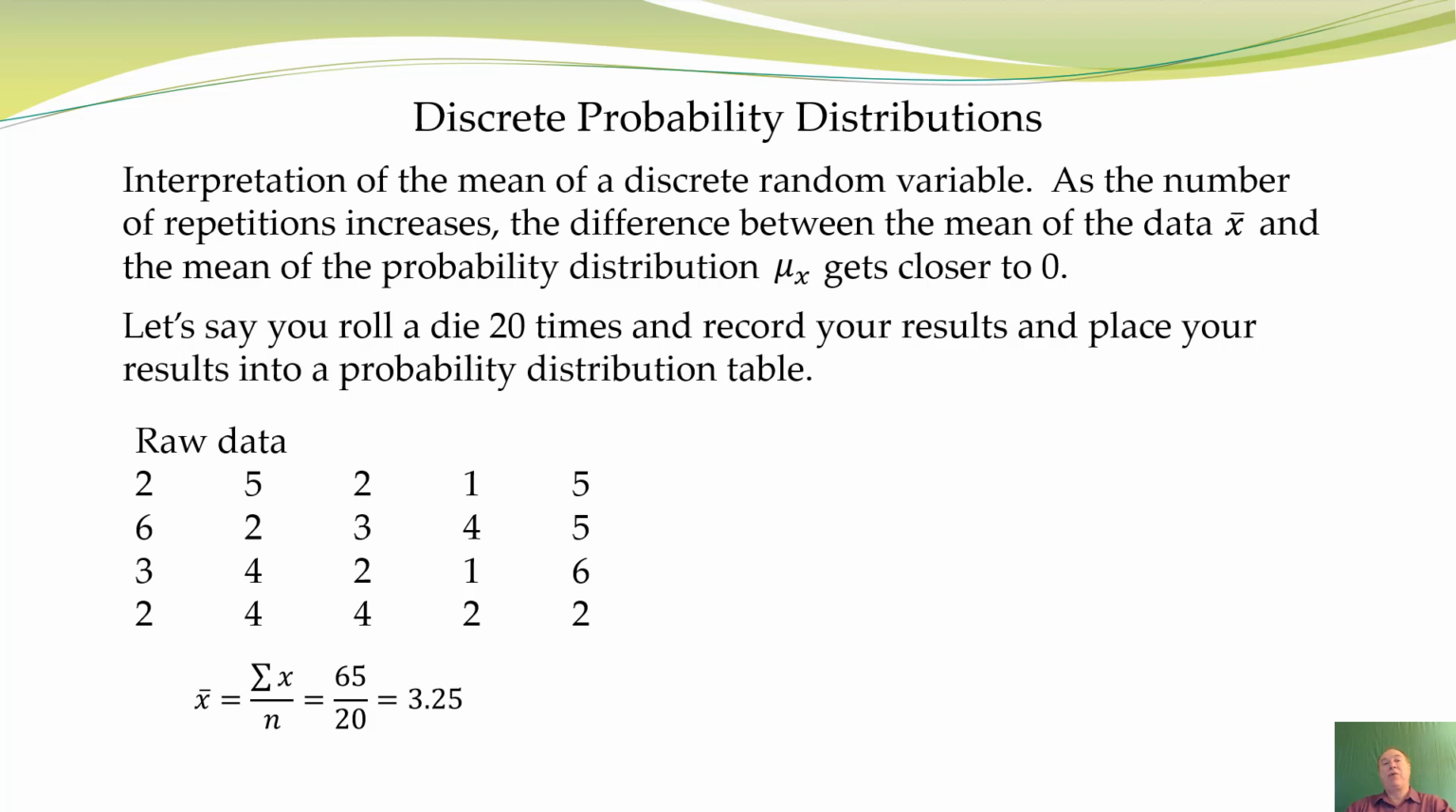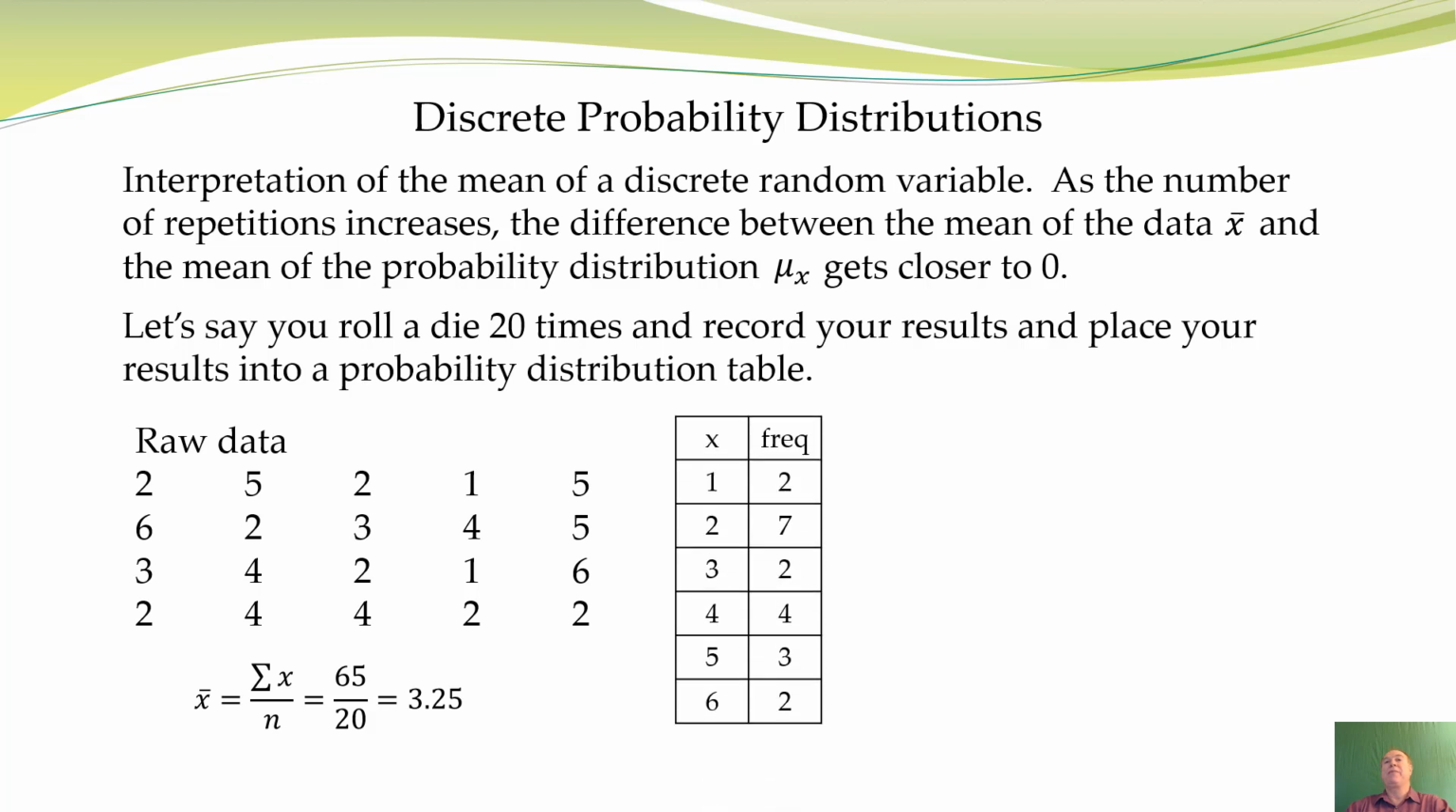Now, if I wanted to put this into a probability distribution table, the x values would be 1 through 6. That's the only thing you can get when you roll a die. Now, the frequency. A 1 appeared twice, 2 appeared 7 times, 3 occurred twice, 4 occurred 4, 5 occurred 3, 6 occurred twice. So this is a frequency table, but I want a probability. So I would add another column for the probability of x.